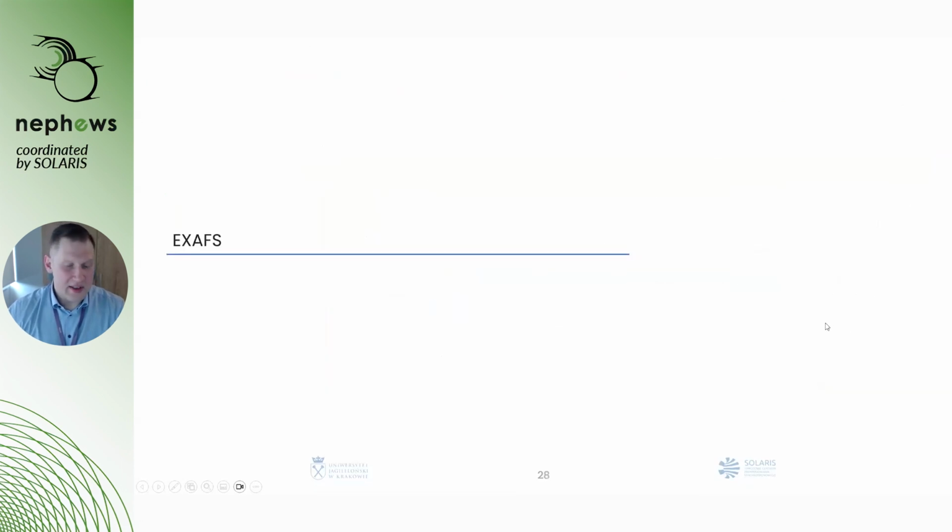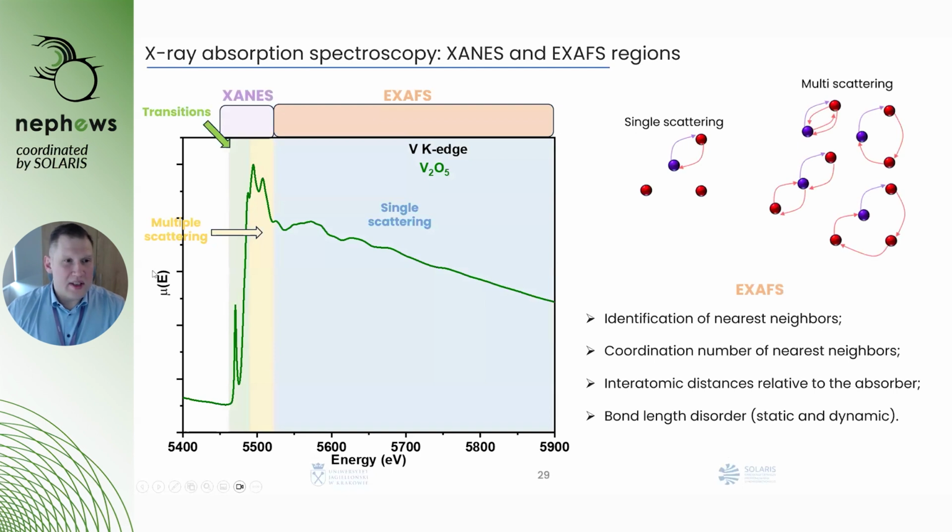Okay, now let's go to the EXAFS region. We already know that when we work with XANES, we investigate what kind of transitions appeared inside the atom when we irradiate our sample by the X-ray photons, and what kind of multi-scattered effects appeared in the sample. But when we analyze the region of the spectra at higher energies, it corresponds mostly to single scattering effects. And analysis of this region of the spectra allows us to identify the nearest neighbors around our absorber.